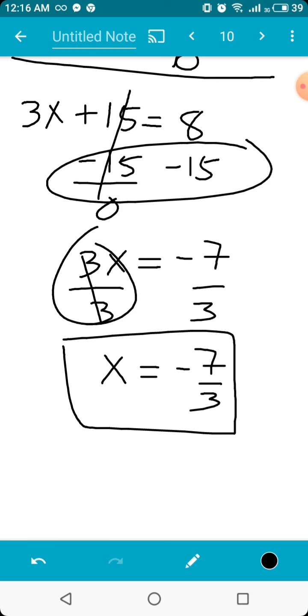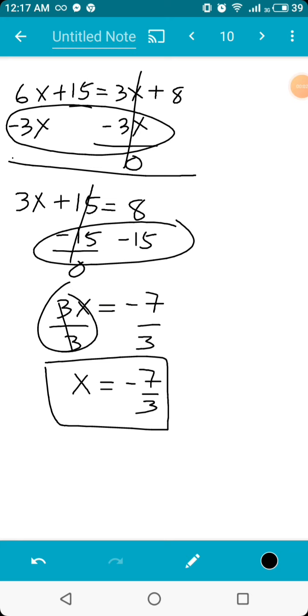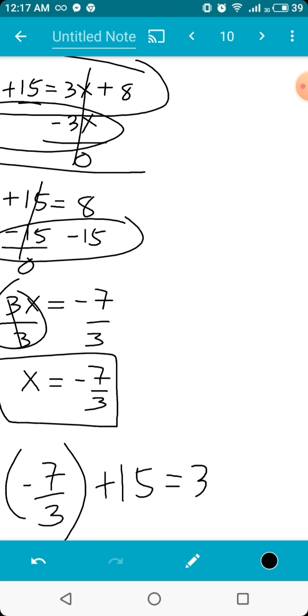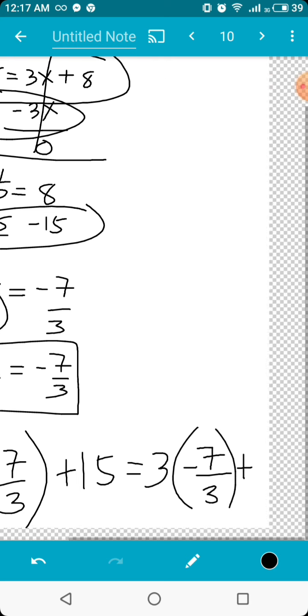Alright, so, i-check natin kung tama yung value na nakuha natin sa variable. Okay? So, ipa-plug natin yung negative 7 over 3 doon sa x dito sa ating equation na na-simplify na. So, we have 6x, so that is 6 times negative 7 over 3, plus 15, equals yung 3x, which is 3 times negative 7 over 3, plus 8.